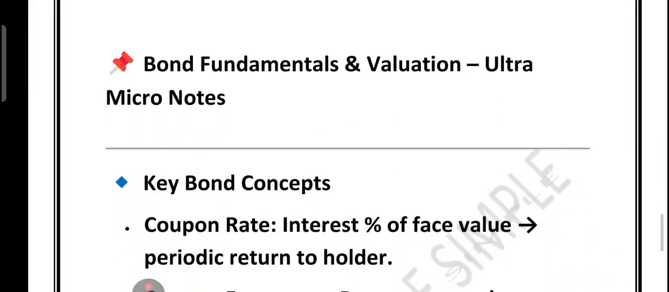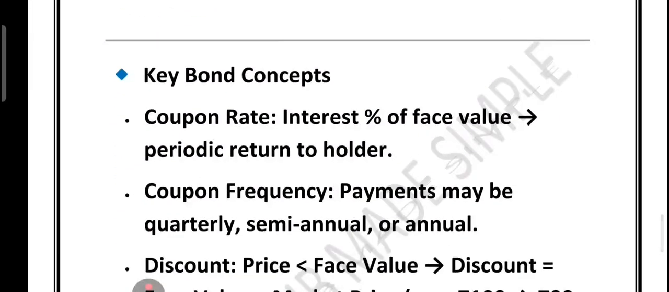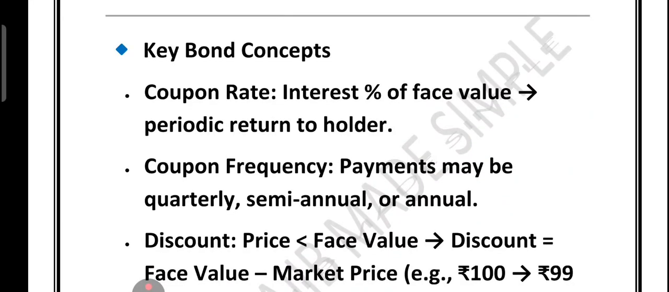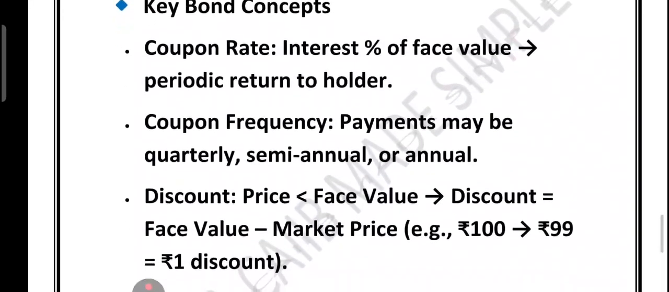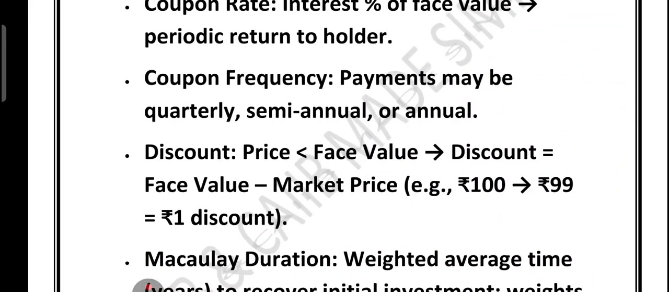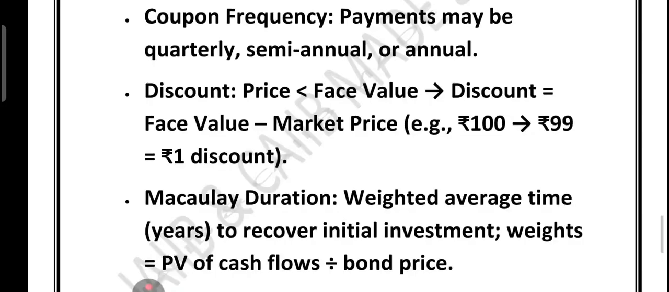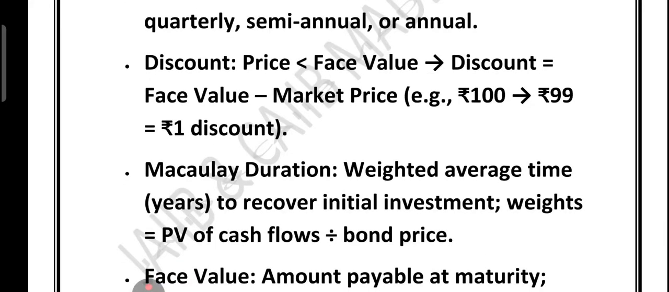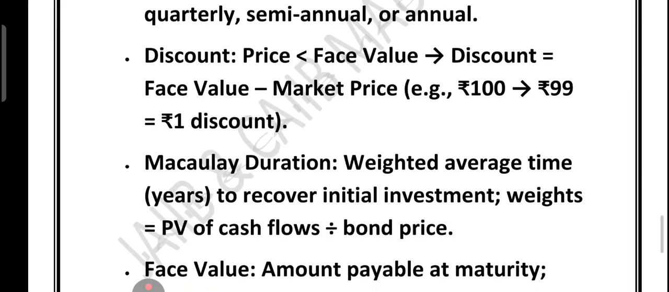Now let's talk about the bond fundamentals and valuation. There are some concepts like coupon rate. Coupon rate is the interest percentage of the bond face value paid to the bondholder periodically, right? Then coupon frequency, which means interest may be paid quarterly, semi-annually, annually depending on the bond. Discount: if a bond's market price is less than its face value, it's called a discount. For example, a 100 rupees bond priced at 99 rupees. So 100 rupees is the face value, 99 rupees is the market value. So it has 1 rupee discount.